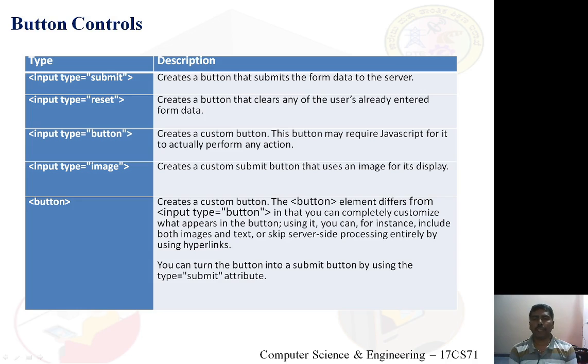Next, input type equal to image. Image is like a submit button, but this button uses an image for its display. Got it? Rather than displaying some text on the button, we can place an image on the button.